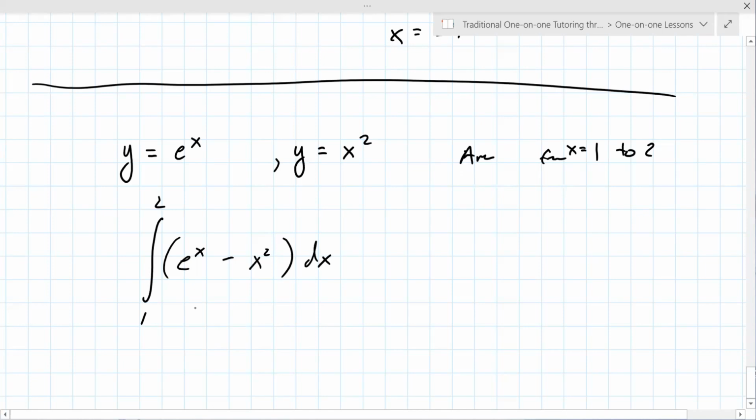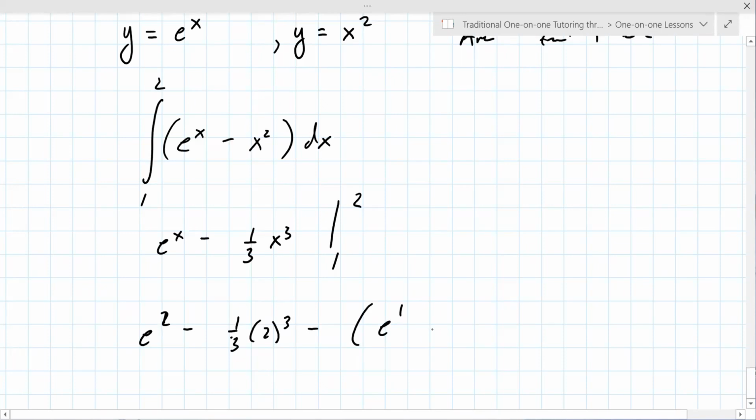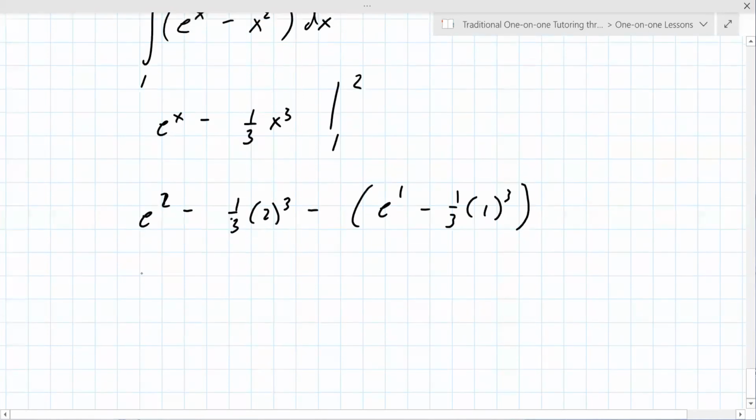So hopefully you get something like e to the x minus x squared, and then find your antiderivative. So it's e squared minus 1/3 times 2 cubed, minus e to the 1 minus 1/3 times 1 cubed. So e squared minus 8/3 minus e plus 1/3. So you might get something like e squared minus e minus 7/3, something like that.